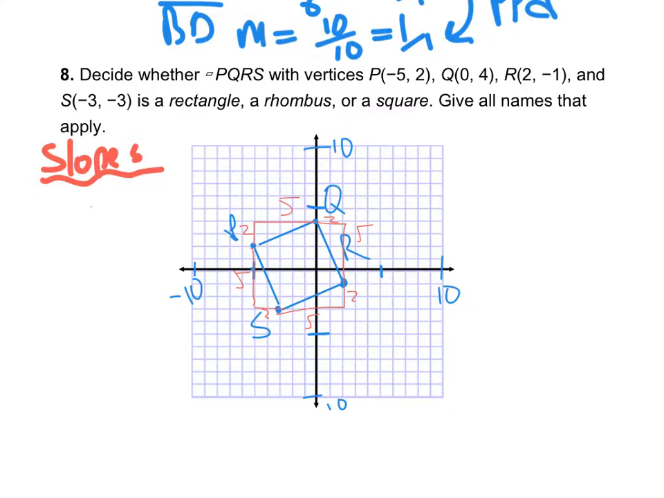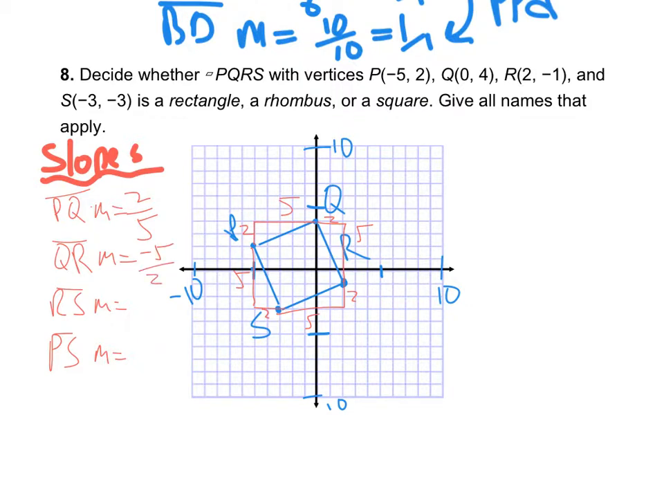So let's find the slope of each one separately. PQ is going up to the right, so it's going up 2 over 5. Now we've got to be careful here. QR is going down to the right. This is a negative slope. We're going down 5, right 2. Then we have SR. This is going up to the right. We're going up 2, right 5, 2/5. Then we have PS. PS is going down to the right. We're going down 5, right 2. Down to the right is a negative slope, so -5 over 2.